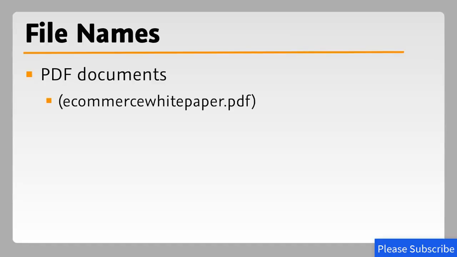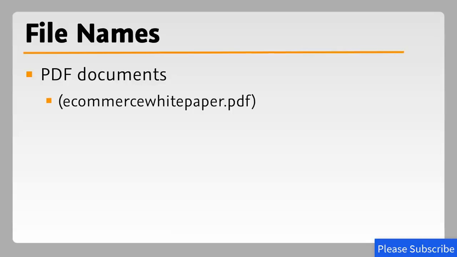Okay, let's start with file names. Anything that is a document, a PDF document, a Word document, an Excel spreadsheet, any type of document that you're allowing people to download off your website, you can optimize that. Call it what it is. So if it's your e-commerce white paper, put your brand name in there, name it PDF, and that will help assist the context of everything that is contained on that page.